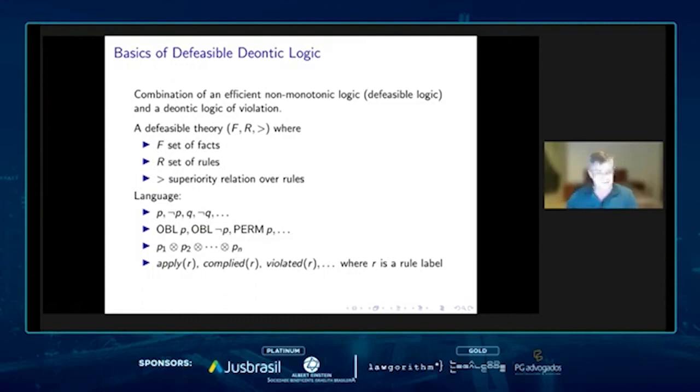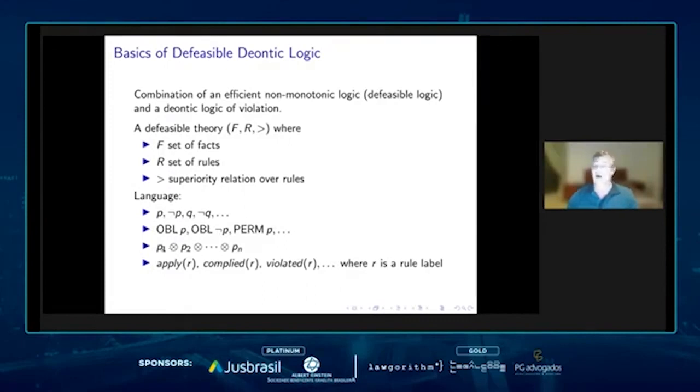Now the language we use: we have plain literals, or atoms in Alice's terminology in the previous presentation. Also, we have deontic operators, so we can say that something is obligatory, or its negation, which corresponds to prohibition, that something is permitted, and so on.